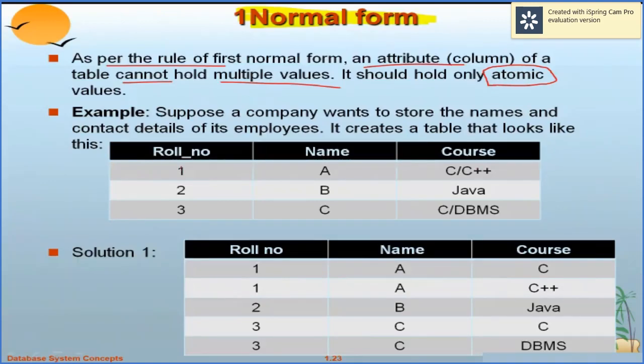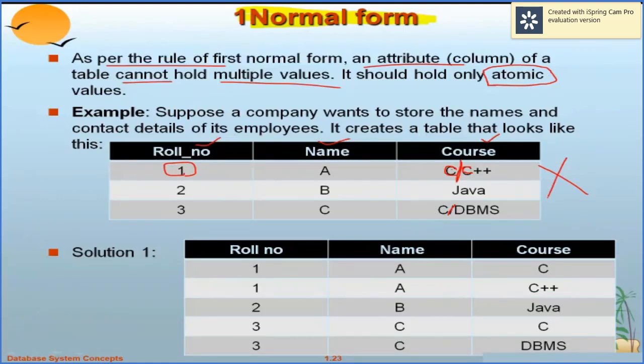I have a table called company which carries attributes called roll number, name and the course. If you look here, what did I do? I've entered two courses in a single domain. C, C++ in a single domain, C, DBMS in a single domain. That means this person whose roll number is 1 is undertaking two courses, C and C++, which have been entered in a single domain itself, which is not at all encouraged in the database management system.